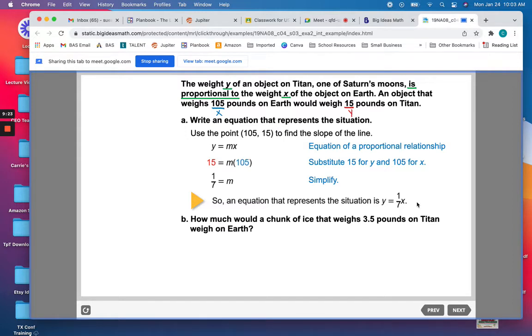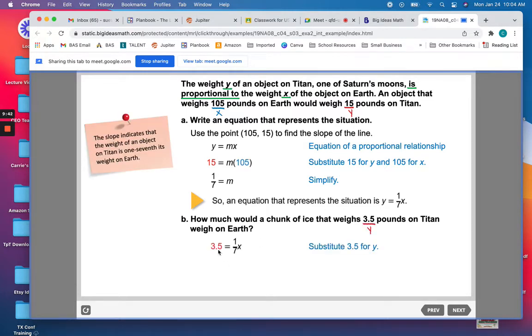So, now that we have an equation, let's look at B. How much would a chunk of ice that weighs 3.5 pounds on Titan weigh on Earth? Okay, well, which of these stands for the weight on Titan, the y or the x? Y. So we're going to plug in the 3.5 where the y is. Now again, can we solve for x? Everybody say yes, we can solve for x. Yes. Alright, so we have 1/7 x. How do I move that 1/7? Division. So you're going to divide 1/7.